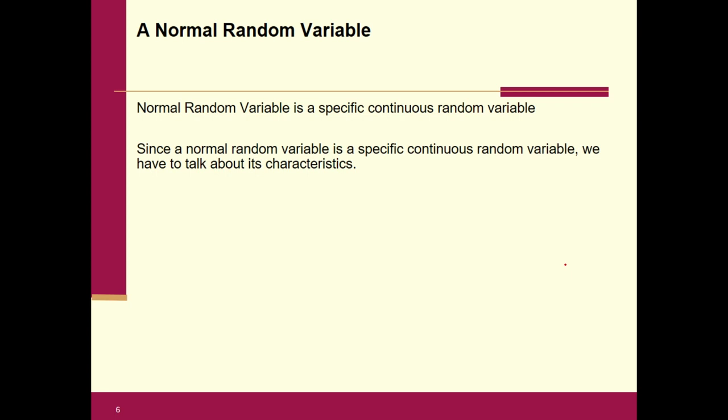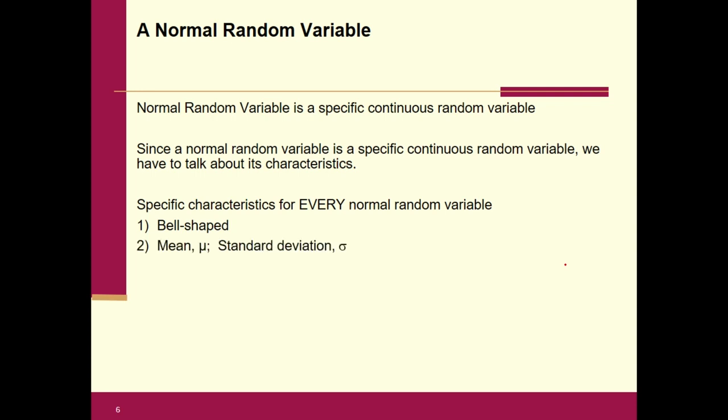And since a normal random variable is a specific continuous random variable, we have to talk about its characteristics. So let's talk about its characteristics. What would make a random variable a normal random variable? All right. 1, it's bell-shaped. 2, it has a mean that we're going to call mu. And how are we going to measure its standard deviation? With sigma.